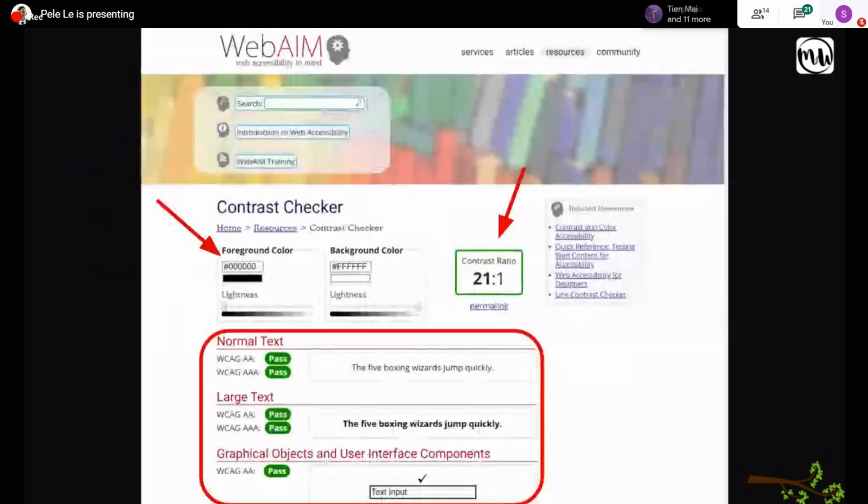And so this is a photo of the website. You can see right here on the left, it allows you to put in your 6-digit color code, and then you can compare that to the background color, and then it gives you a contrast ratio on the right, and then down below, it'll tell you whether your text size and the color works as well.